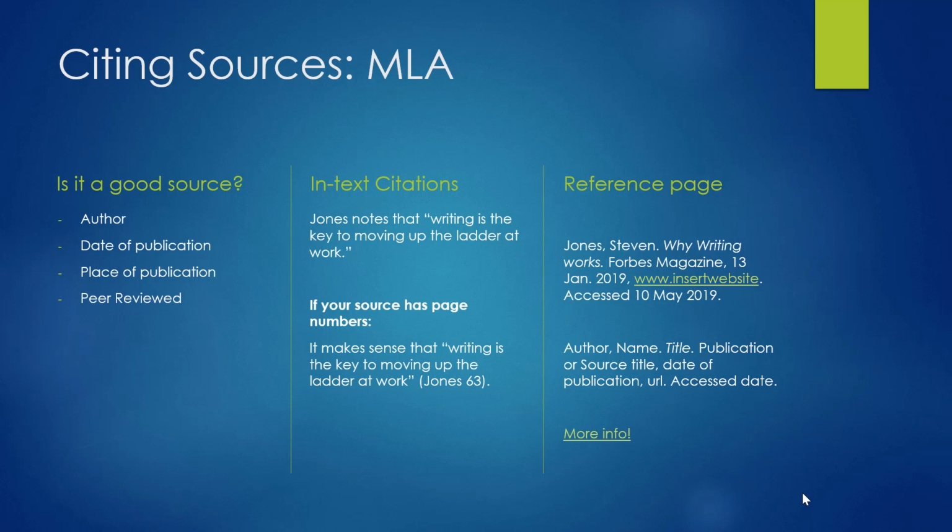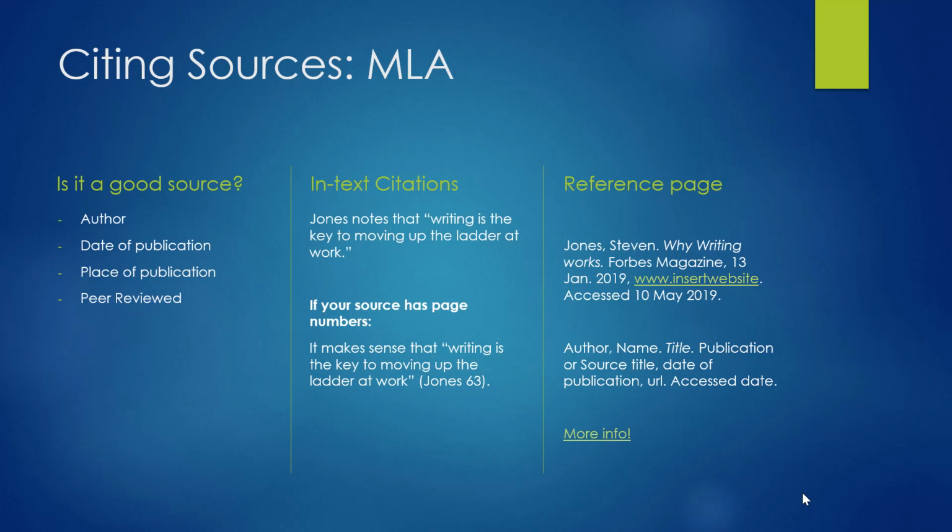Now on to the third column here, and that's the reference page. So corresponding with our Jones quote from the middle column, we've got the citation as it would appear on your reference page. So it's got last name, comma, followed by the full first name, and then a period. And then Why Writing Works is the title of the article, and that's italicized. You can see that two of the W's are capitalized and the third one isn't. That's because that is how the title was written in the actual article. So in MLA style, you follow the capitalization that you see. You don't change it. That's different from APA style where you only capitalize the first word.